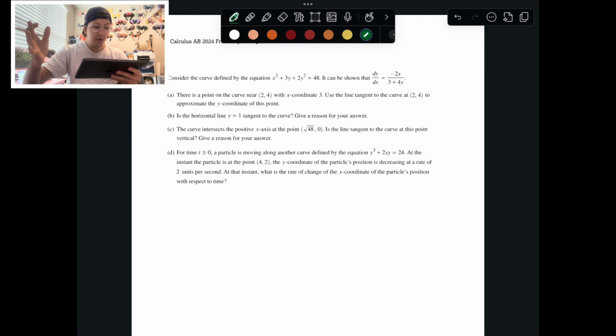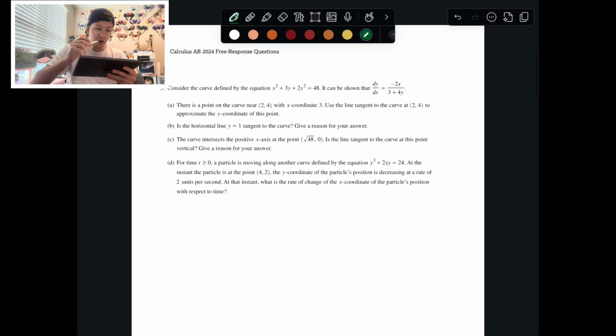Alright, so here we go. Let's talk about this question number 5. So, considering the curve defined by this equation, x squared plus 3y plus 2y squared is equal to 48, all right, it could be shown that dy over dx is equal to negative 2x over 3 plus 4y.